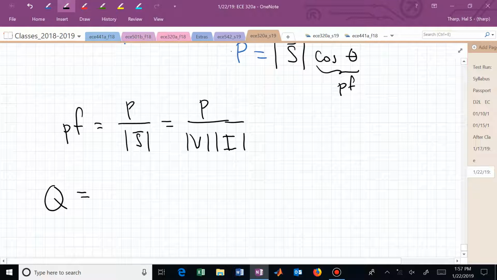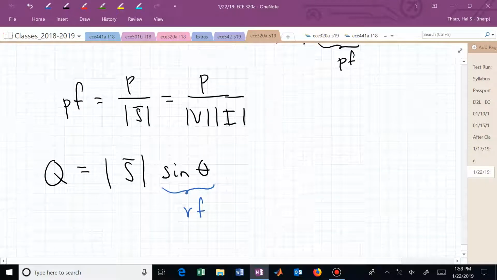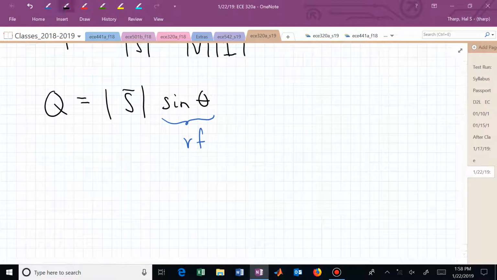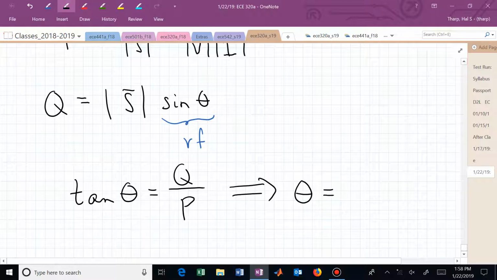Likewise, Q is the vertical component, the reactive piece, which is now simply the magnitude of the complex power, or the apparent power, or the hypotenuse, times the sine of theta, and we've called that sine of theta the reactive factor. We can also find that angle if somebody gave us Q and P, where now the angle theta is just the inverse tangent, or the angle that has a tangent of Q over P.